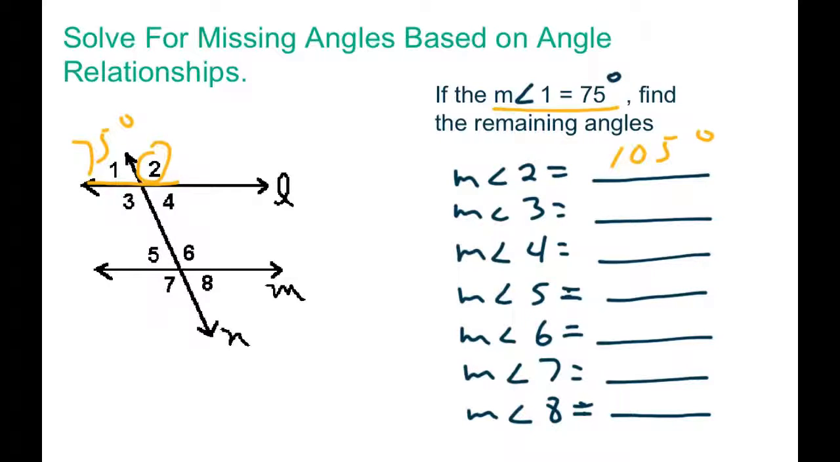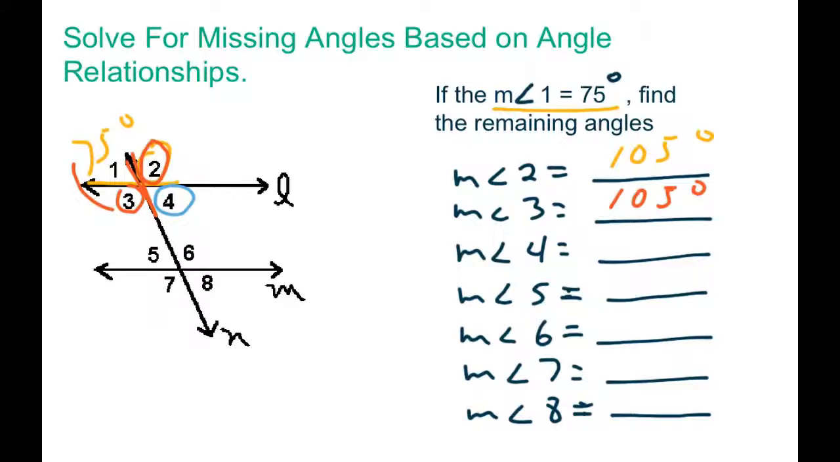Angle 3 is right here. Well, I could think of these two are supplementary. They're next to each other. They're on a straight line, so they must be supplementary. Or angle 2 and angle 3 are vertical, and we said that vertical angles are congruent. So if 2 is 105, 3 is 105 also. There's a couple ways I could have figured that one out.